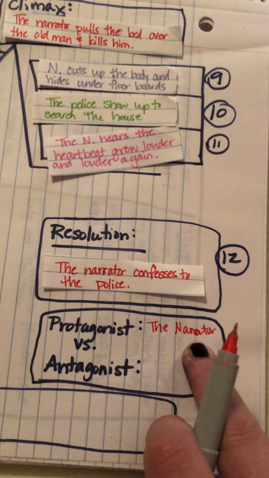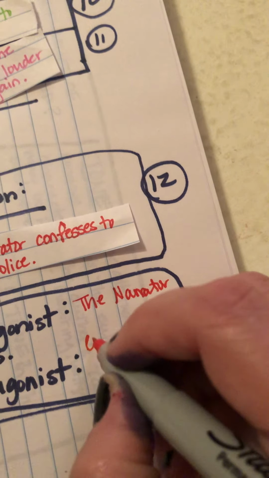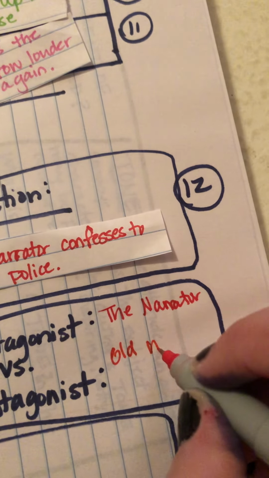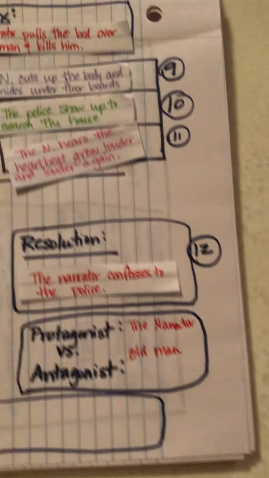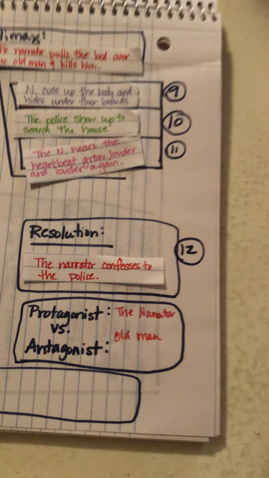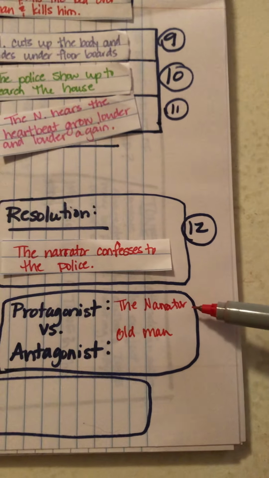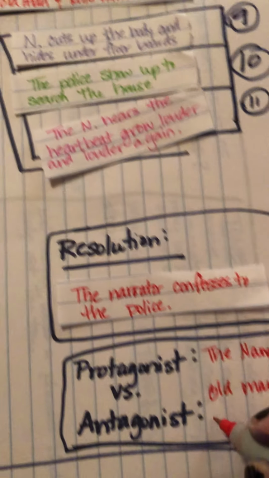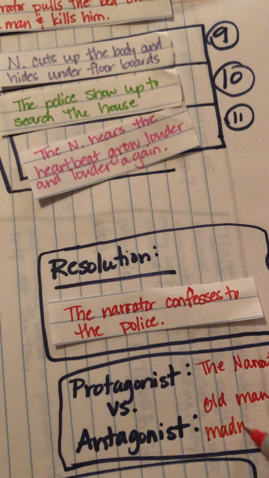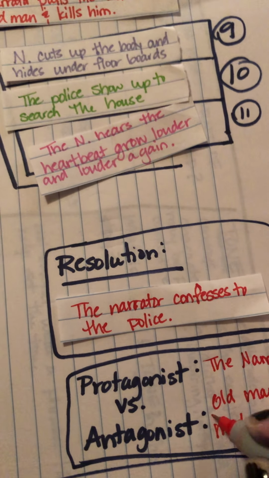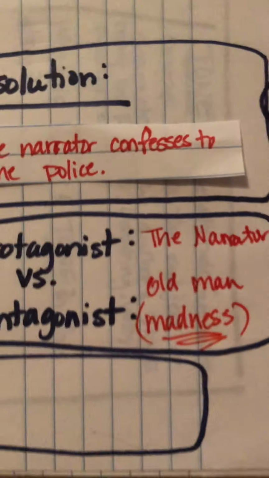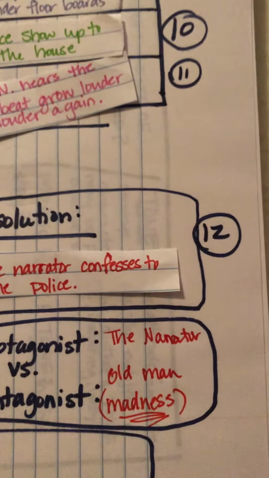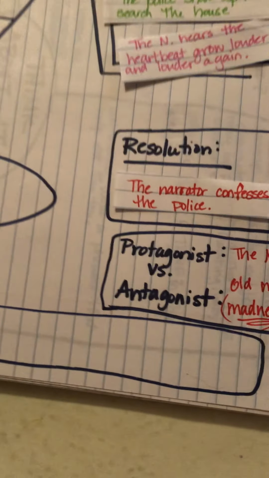So what's going against the narrator? We could say the old man. However, the old man's not really doing anything but being a part of the story. What's really fighting the narrator is his insanity, his madness. He's crazy. So really and truly the antagonist would be his own mind, his own insanity. And when we start talking about the symbolism, you guys are really going to understand it, okay?